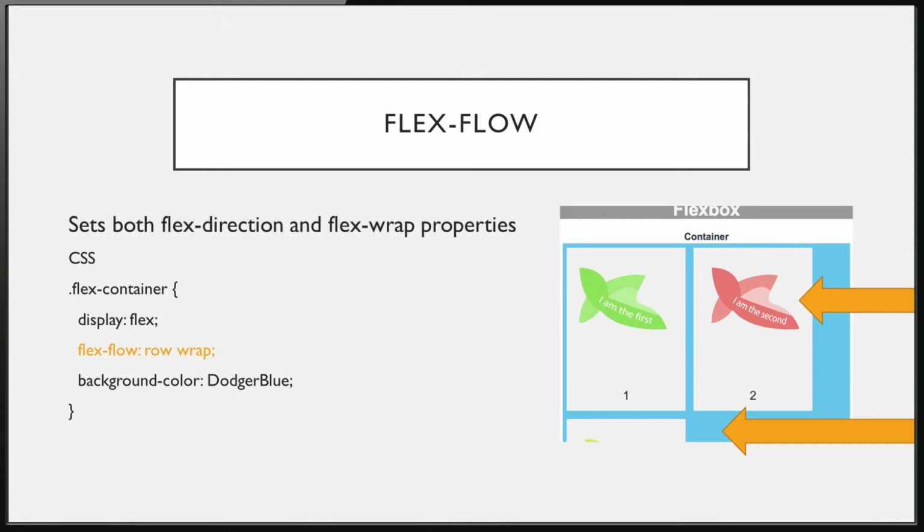Here we utilize flex-flow. This sets both flex-direction and flex-wrap properties. So if you don't want to play with them individually, you can combine them with this. It's kind of the shorthand version. So here you can see the same as in the previous one, but in the code, we just do flex-flow: row wrap; and then of course you can change the backgrounds or whatever you would like to do.